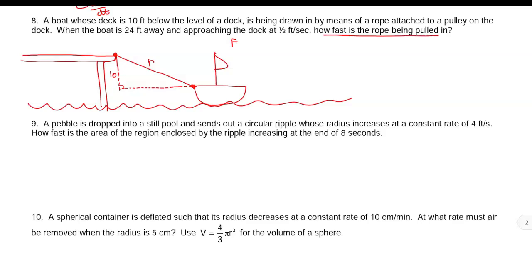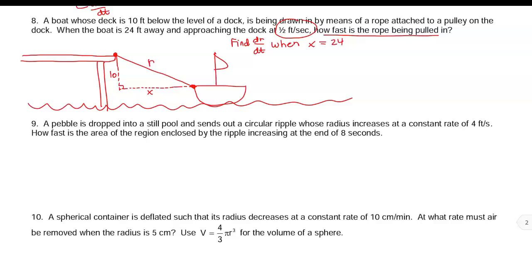That means I need to find dr/dt. When do I have to find it? Well, when the boat is 24 feet away. So I'm going to use the letter x for the horizontal distance. So that's when x equals 24. That's our snapshot moment. We're going to have to find dr/dt.